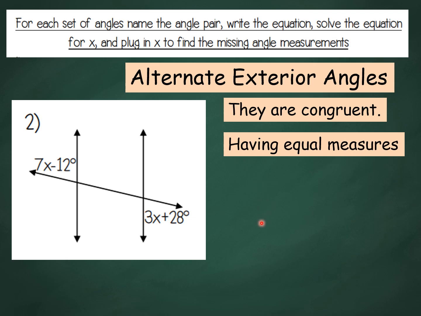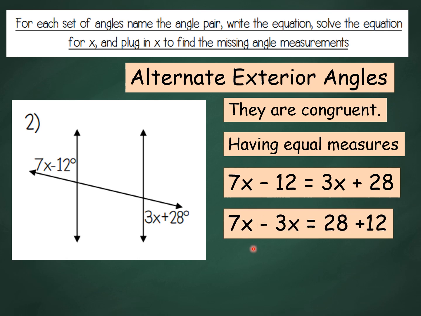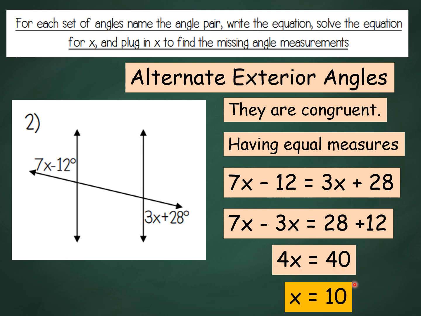So, i-equate lang natin yung dalawang given. 7x minus 12 is equal to 3x plus 28. So, applying the subtraction property of equality and addition property of equality, we will be having the next equation. So, 7x minus 3x is equal to 28 plus 12. Simplify further, magkakaroon tayo ng 4x is equal to 40. So, divided by 4 sa parehong side, so we have the value of x which is 10.